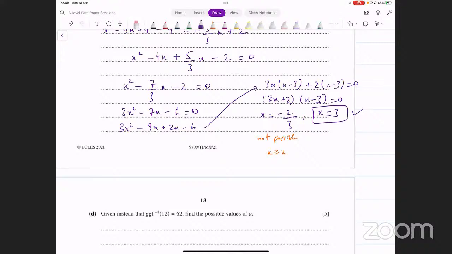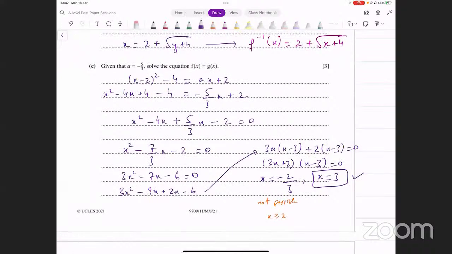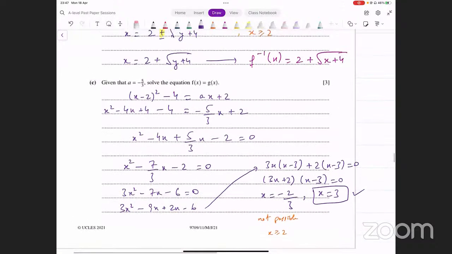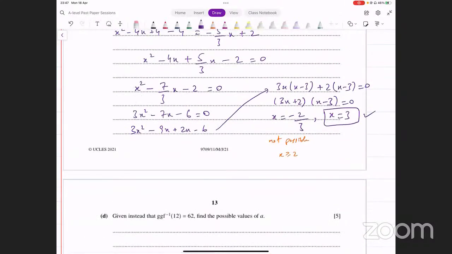Okay? So you've got to have your eyes open and keep checking कि अच्छा जो आपके पास answers आ रहे हैं, are they all valid? And you have to reject the answers that are not valid. Okay, so this is not possible. Okay, x was greater than or equal to 2. Okay, so x equals 3 is the only solution that we're getting here.